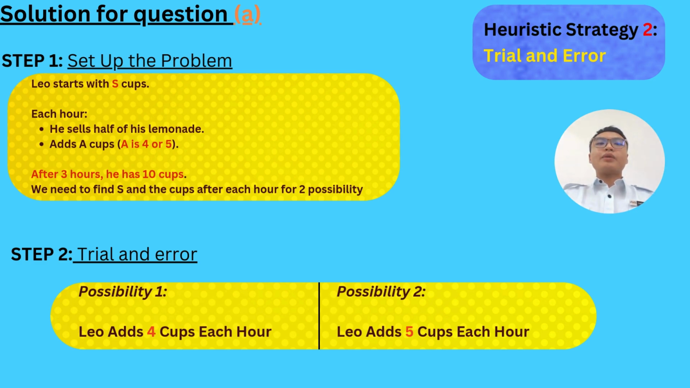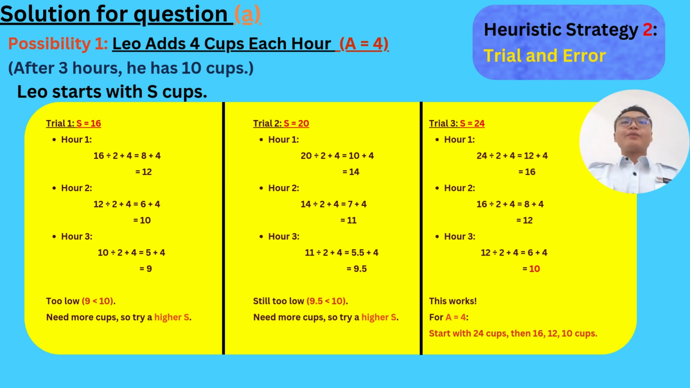For step 2, we start to do trial and error. For possibility 1, Leo adds 4 cups each hour. Possibility 2, Leo adds 5 cups each hour. Now, we do trial and error for possibility 1. Leo adds 4 cups each hour and A equal to 4.